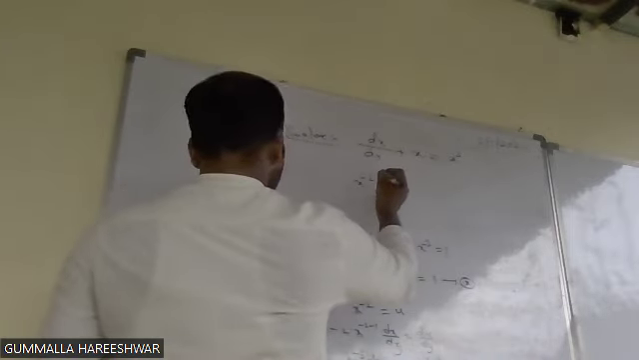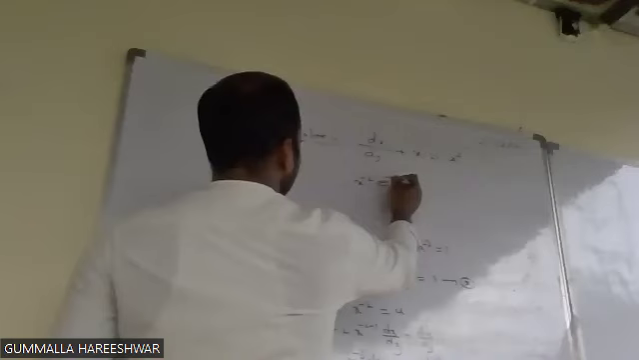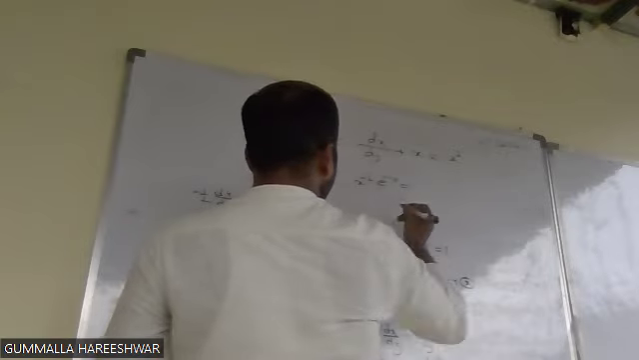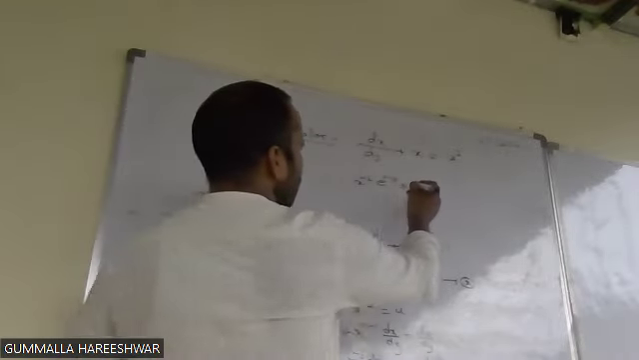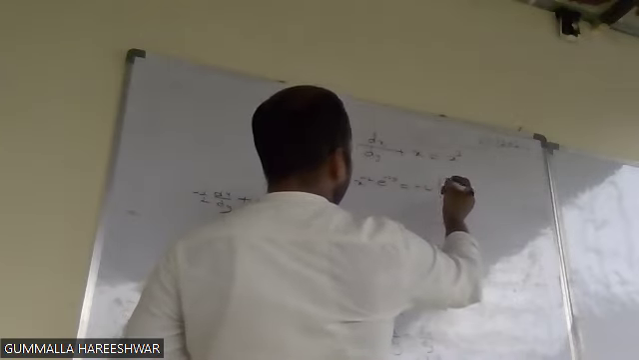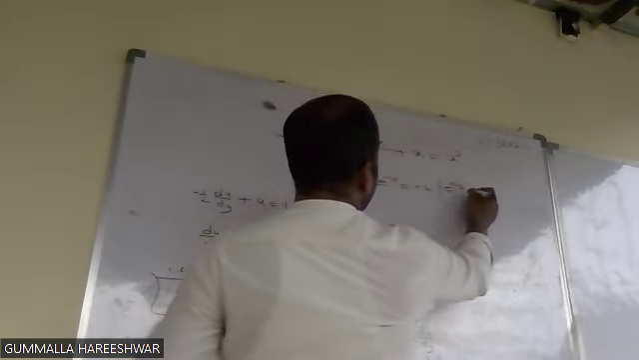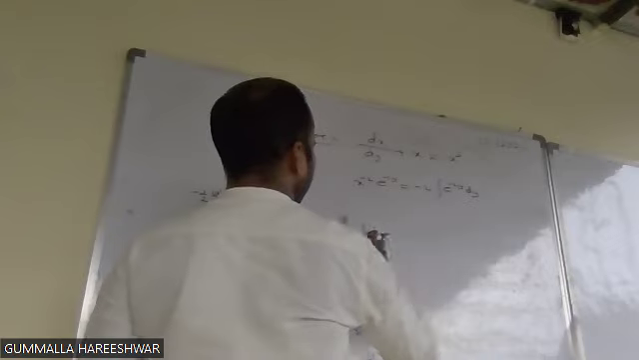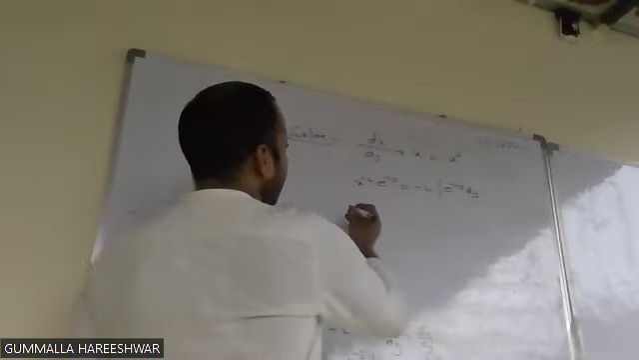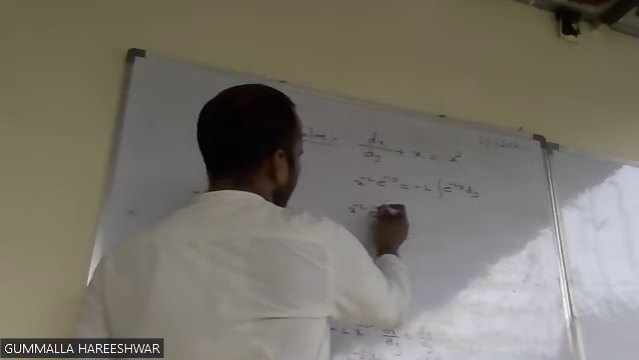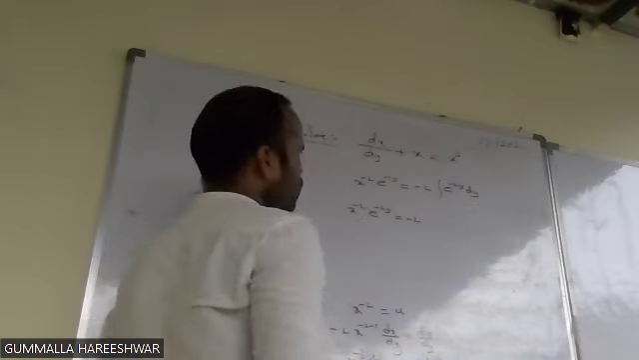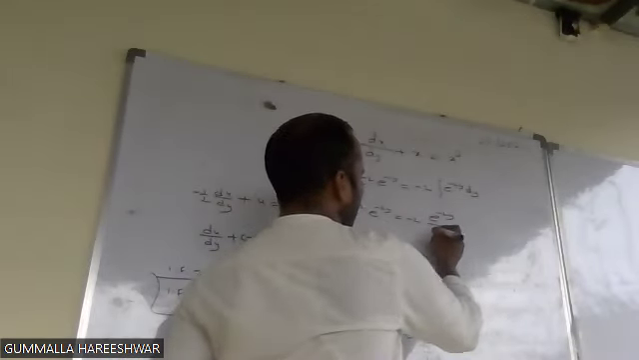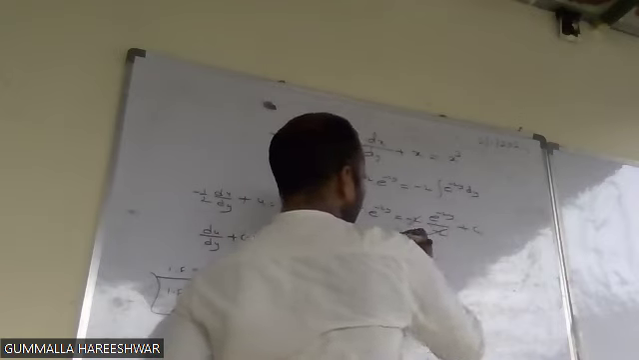x power minus 2 e power minus 2y is equal to minus 2 e power minus 2y dy. x power minus 2 e power minus 2y by minus 2. The integration of e power minus 2y is e power minus 2y by minus 2. Let's see, the minus 2 gets cancelled.